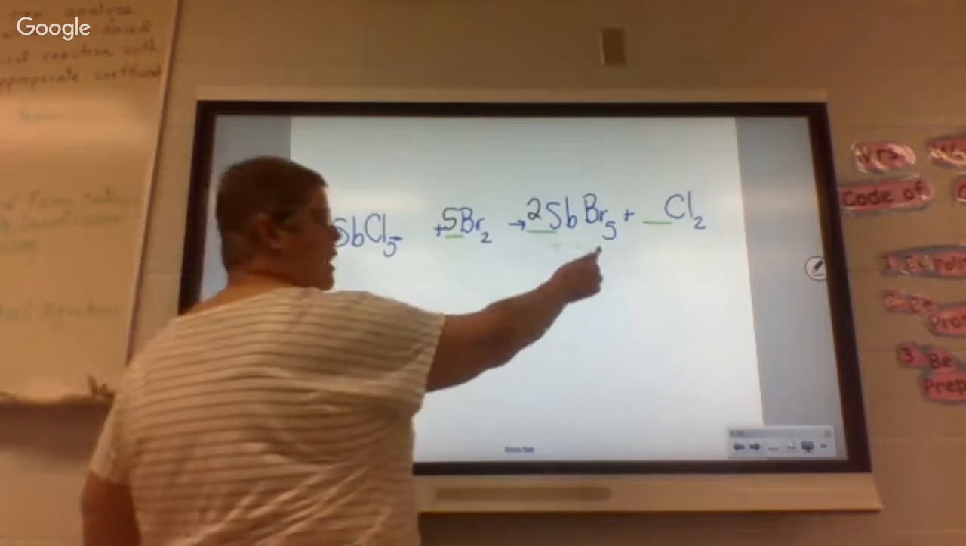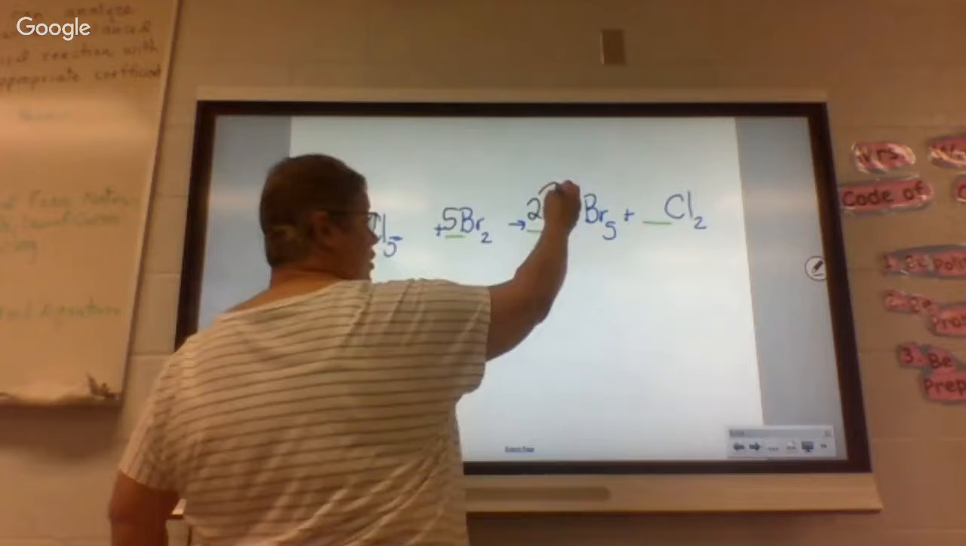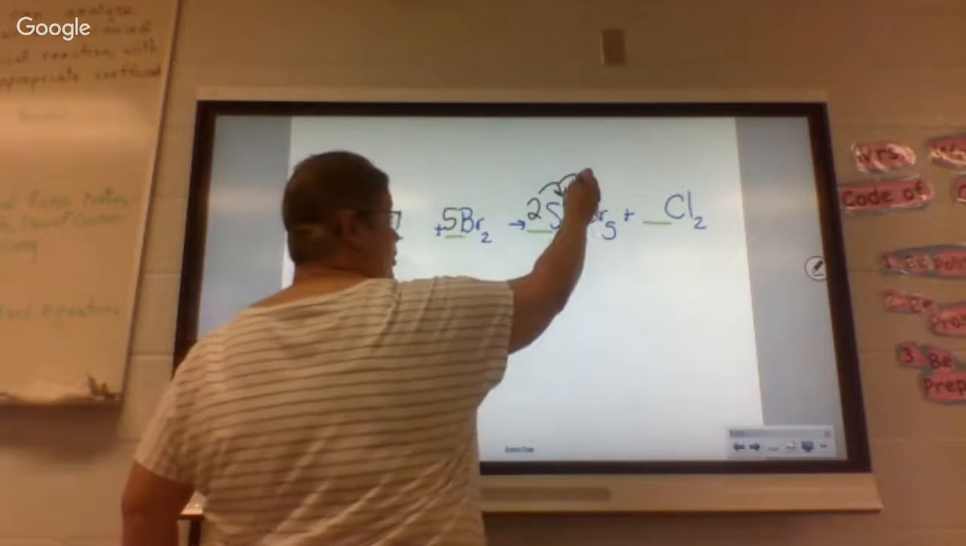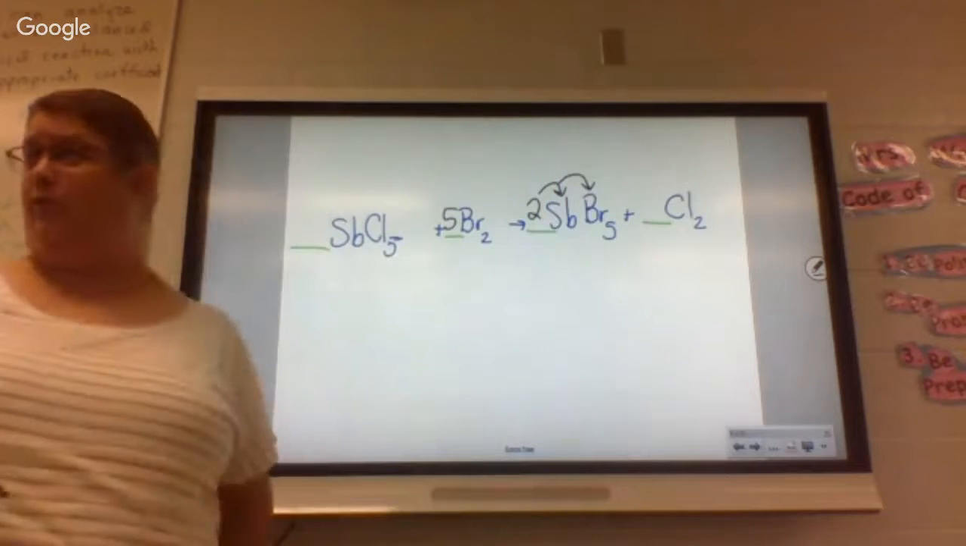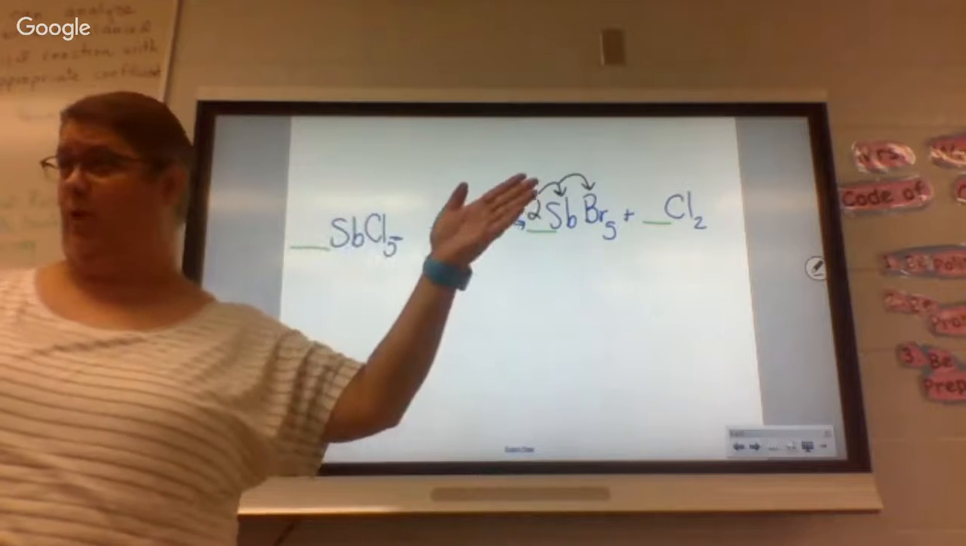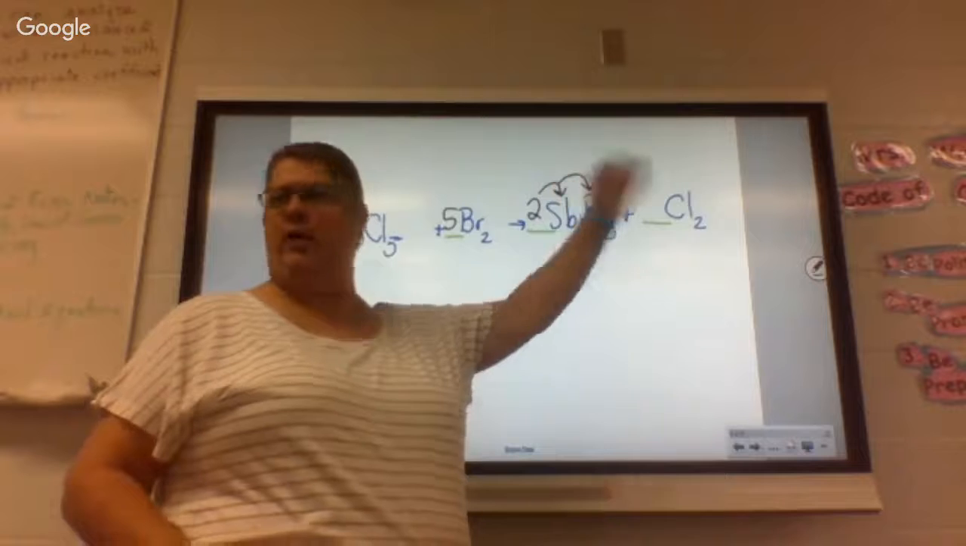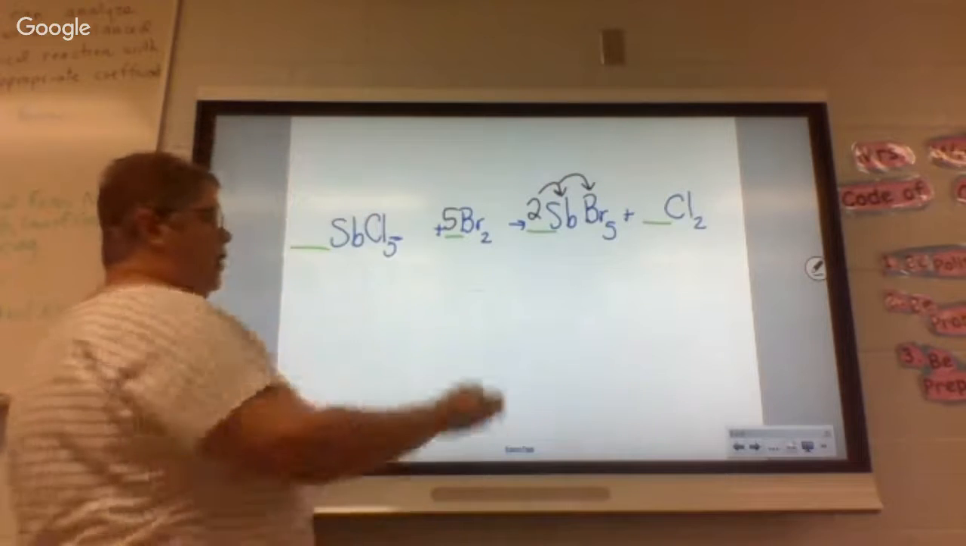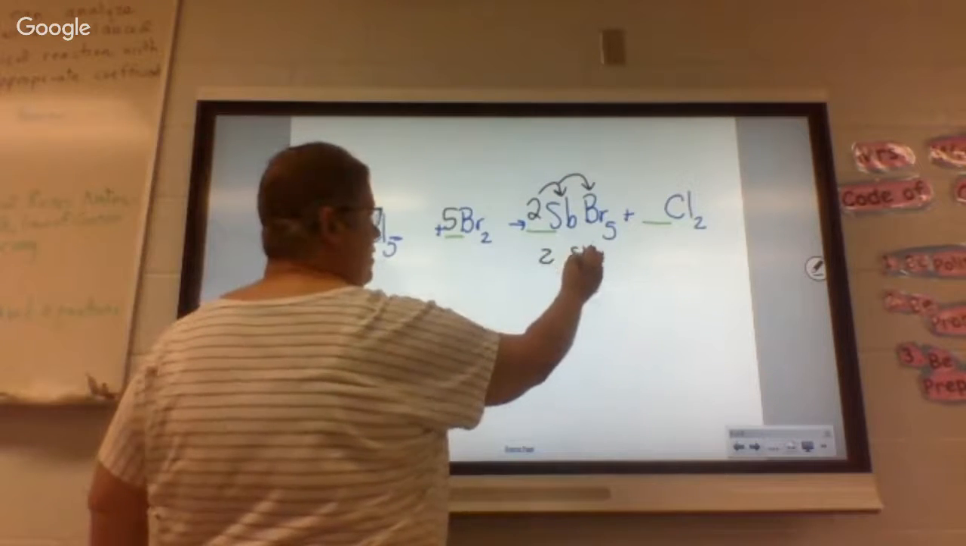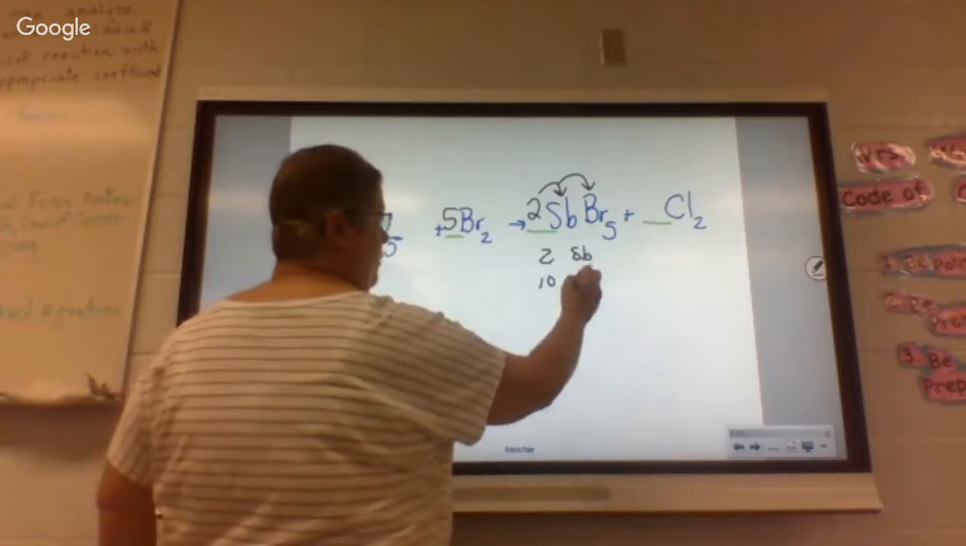But this one is a whole compound. So this 2 is going to go to SB, and this 2 is going to go to BR because we put it in front of the compound, so it's going to distribute to the whole thing. It's not going to the CL because there's a what right here. So it doesn't go to the CL, okay? So I made 2 SBs, and I made 10 BRs.